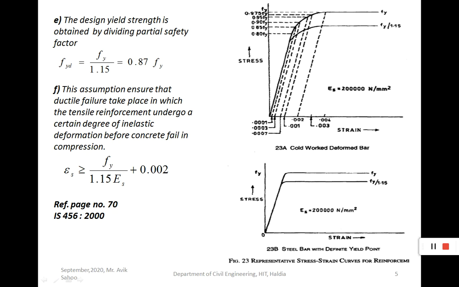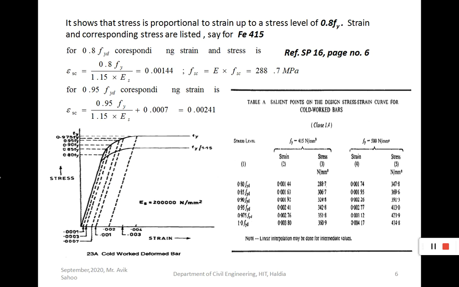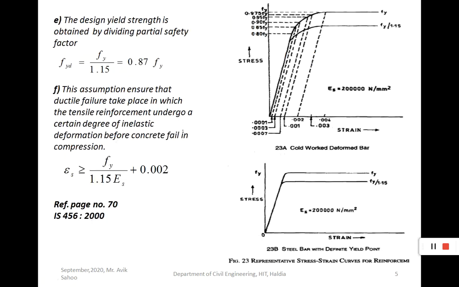Now see that two types of steels are used. One is mild steel, which has a definite yield point. Now this is the yield strength curve. So you see that when it reaches the yield stress, after that the stress is constant. Stress is not varying.